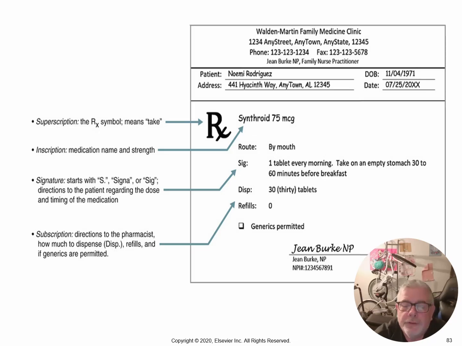Generics permitted. Usually, Synthroid is the name brand of a medication. Most pharmacies will fill a prescription generically unless the physician specifically wants it ordered as the name brand. There are very few circumstances where that's absolutely necessary. Some types of anti-seizure medications are important for that, but just so you know, most of the time it will be prescribed generically because it just costs less.